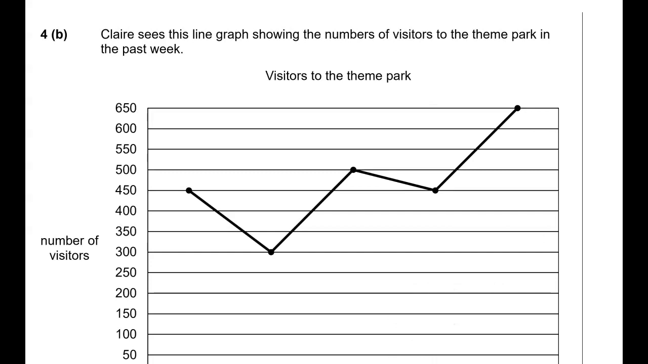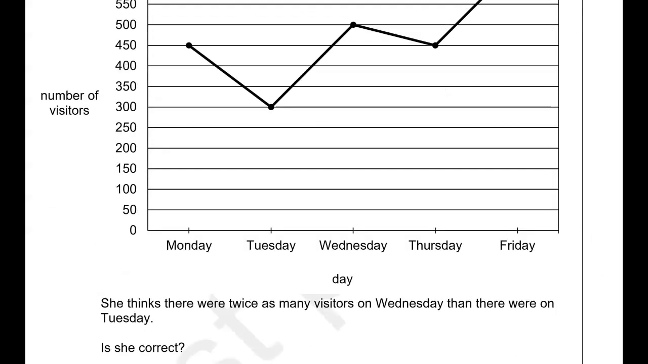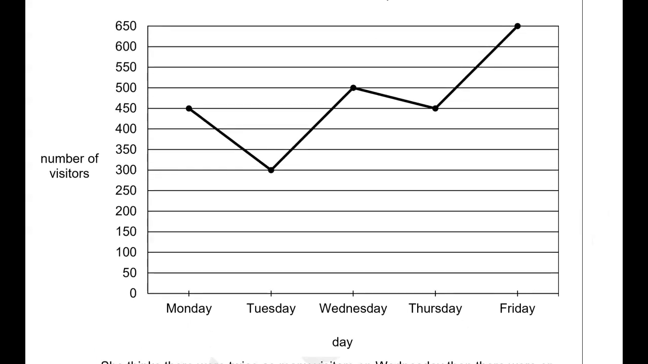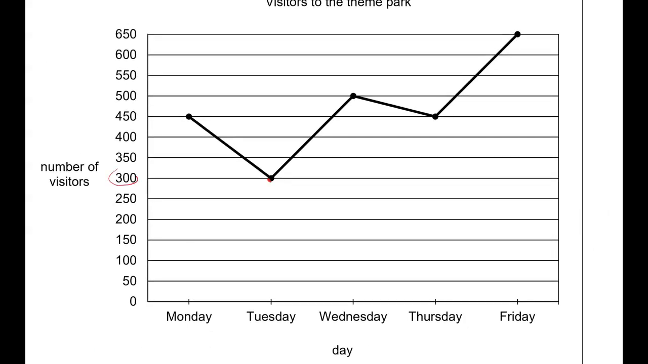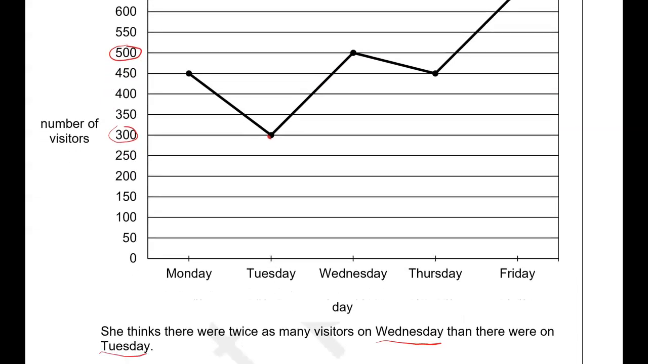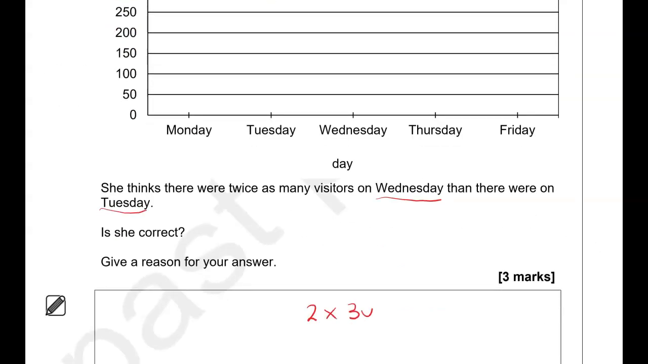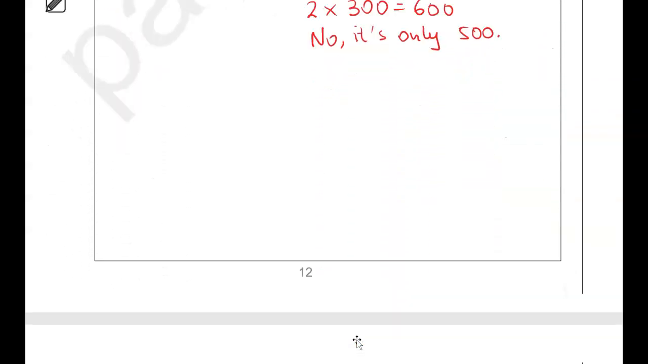Claire sees this line graph showing the numbers of visitors to the theme park in the past week. She thinks there were twice as many visitors on Wednesday than there were on Tuesday. Is she correct? Give a reason for your answer. So we're comparing Wednesday with Tuesday. Looking at Tuesday, we've got 300, and looking at Wednesday, we've got 500. Is that twice as many? No, because 2 times 300 is 600. So we're going to say no, it's only 500. So it should be 600.